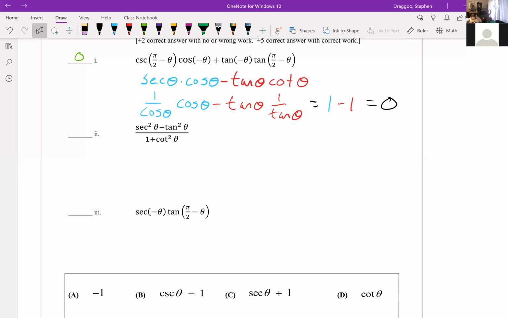All right, on to that next one. Our numerator, secant squared minus tangent squared, that's a Pythagorean identity. It's just 1. And that denominator, 1 plus cotangent squared, is also an identity. That's cosecant squared. And 1 over cosecant is sine. So 1 over cosecant squared is sine squared.